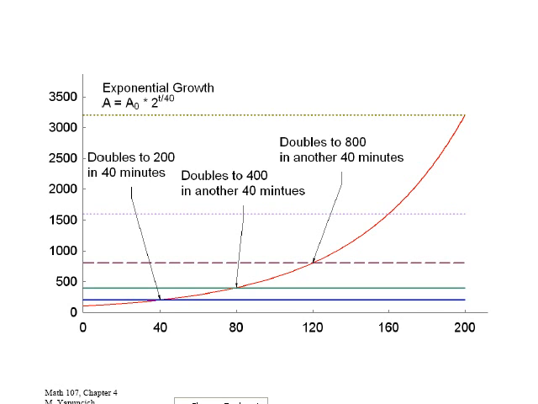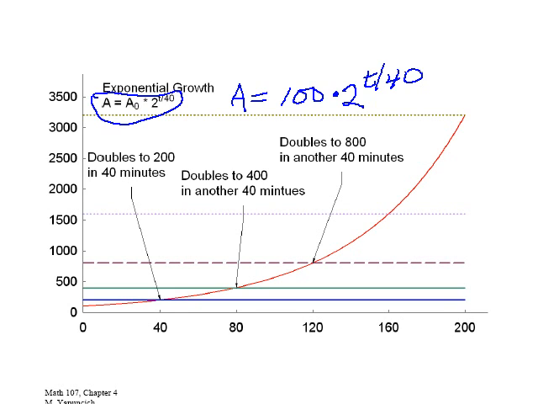Here's a graph. Here was our initial equation, but the A was 100. So this is really a graph of the following equation: 100 times 2 to the t over 40. You see, once you've moved 40 minutes here, 40 whatevers, then you've doubled. Move another 40 minutes, and you've doubled again. Move 120, that's another 40 minutes from the 80, and you double again. And the pattern continues.